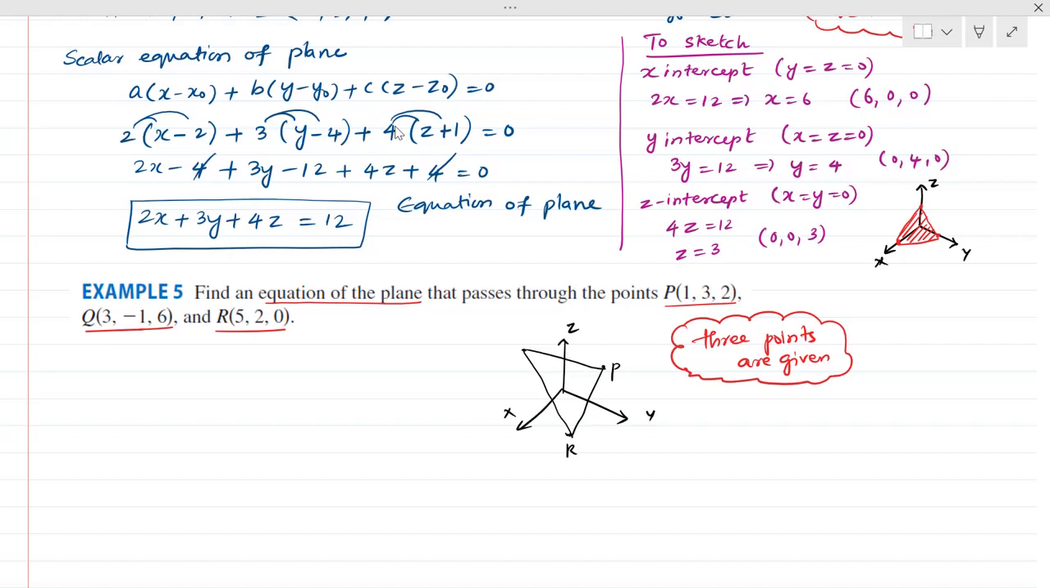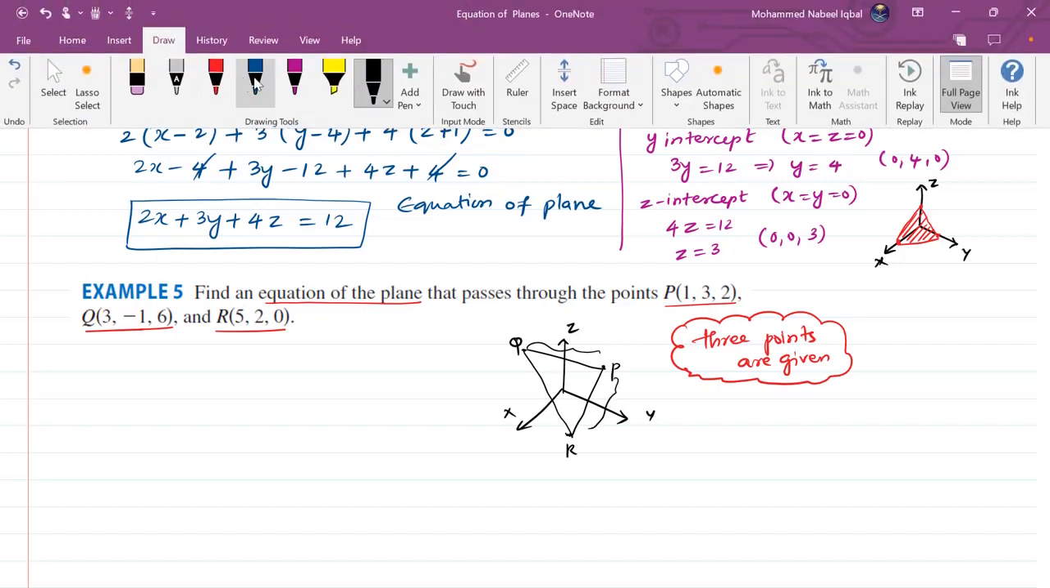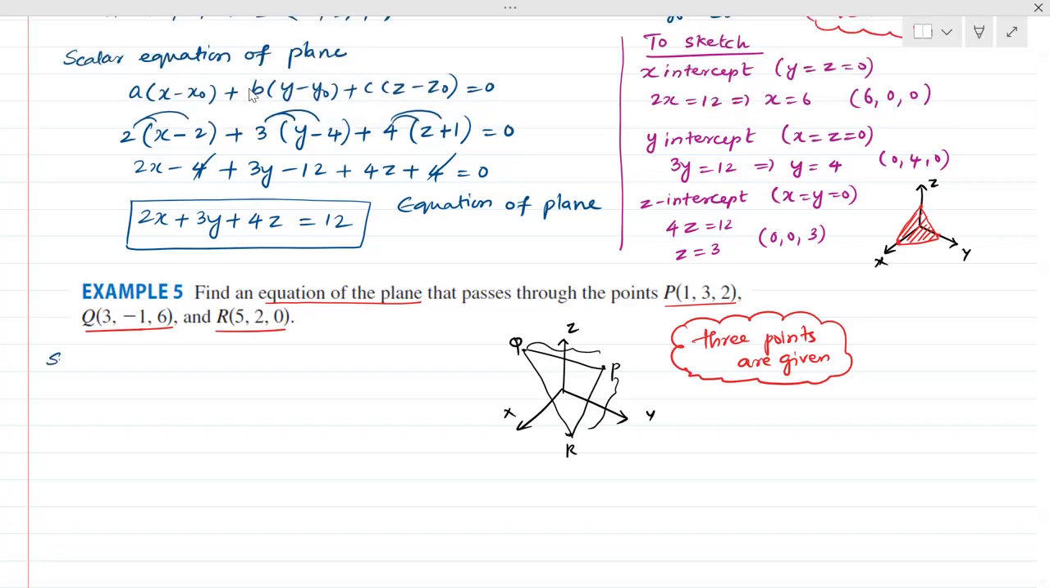So join the line. I will take P as the common point. This is vector A, vector B. We have to calculate them first from the points. So I will calculate the points first. The A vector is given by PQ. What is PQ? Subtract Q minus P.